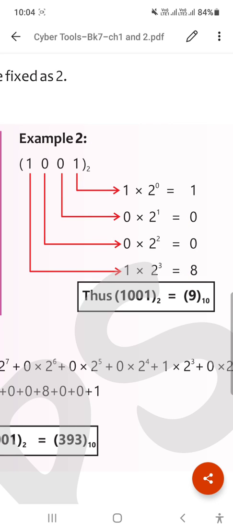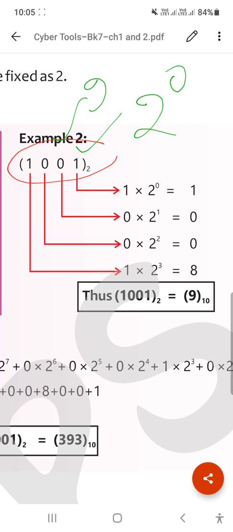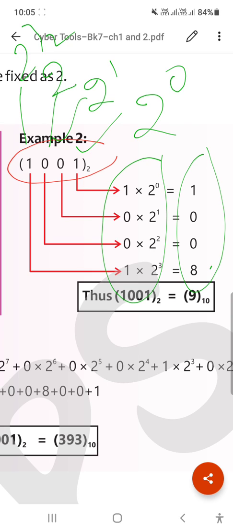So students, I am taking a second example of binary to decimal conversion. Here 1001 is the binary number. We are going to convert it into decimal. So this 1 is multiplied by 2 to the power 0. This 0 is multiplied by 2 to the power 1. This 0 is multiplied by 2 to the power 2. And this 1 is multiplied by 2 to the power 3. Just multiply and add all these numbers. 8 plus 1 is 9. 9 would be the decimal number. This is the way we can convert binary to decimal numbers.